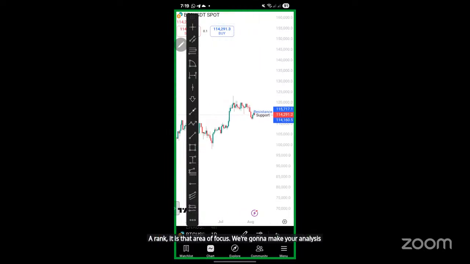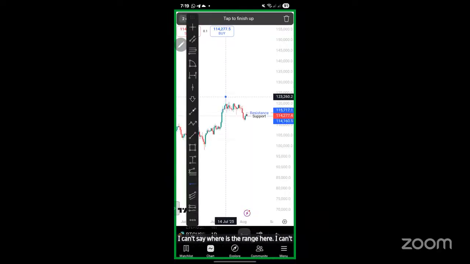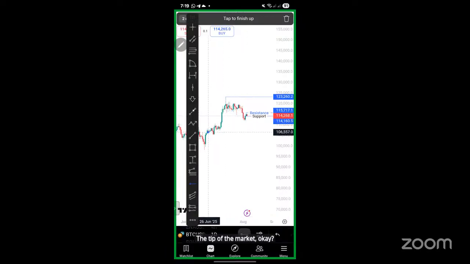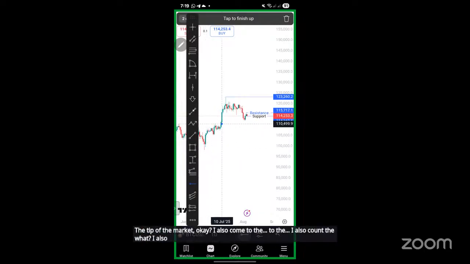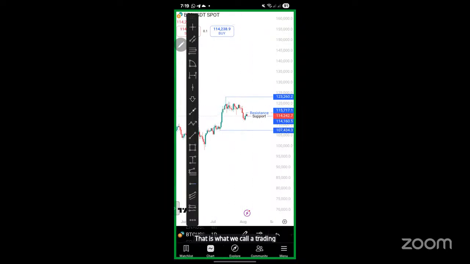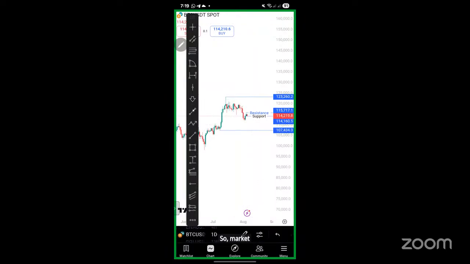For example, I can say, where is the range here? I can go to the upward side and mark the tip of the market. I also come to the downward side and label the tip of the market. So the market is ranging within this area. This is our range, what we call a trading range. I don't expect the market to exceed this area, and at the same time, I don't expect the market to exceed the lower area. So the market is moving within that range.